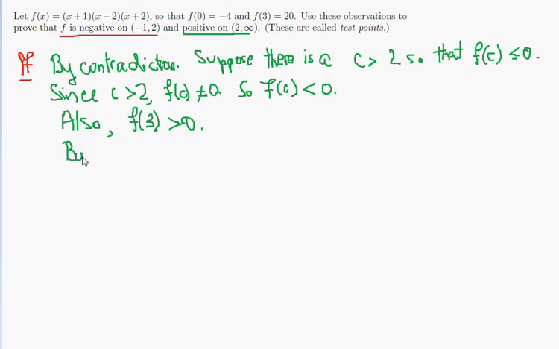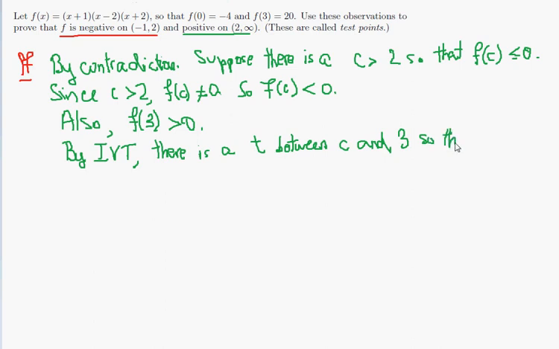And so by the intermediate value theorem, there is a t between c and 3 so that f of t is equal to 0. f of c is less than 0, f of 3 is greater than 0, so therefore there's got to be a point in between c and 3 that is just right, and so f of t must be equal to 0.